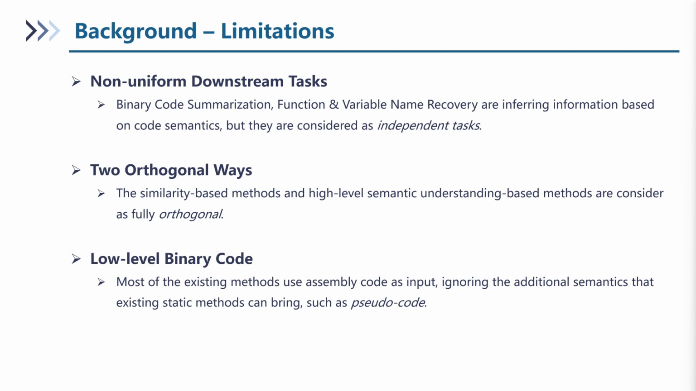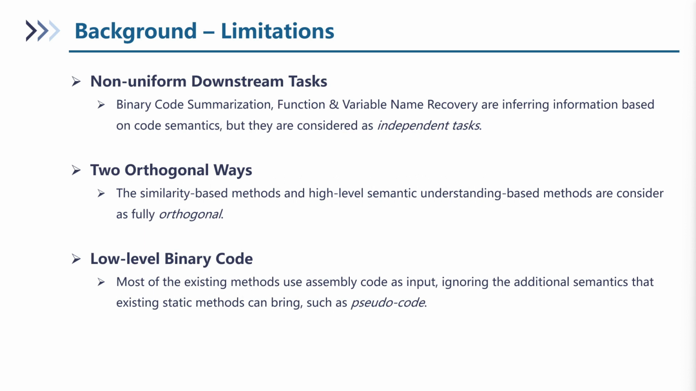Let us summarize the limitations of the existing methods. First, the binary code summarization task, function name recovery task, and variable name recovery task infer information based on the code semantics, but they are considered as independent tasks in previous works. Second, the similarity-based methods and high-level semantic understanding-based methods are considered as fully orthogonal. There has been no effort to combine them to make the model more robust.